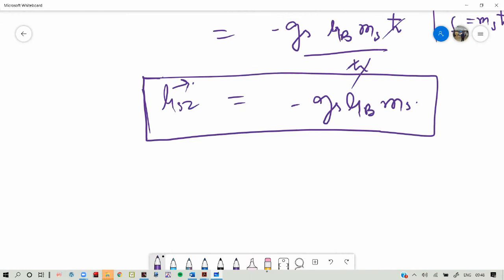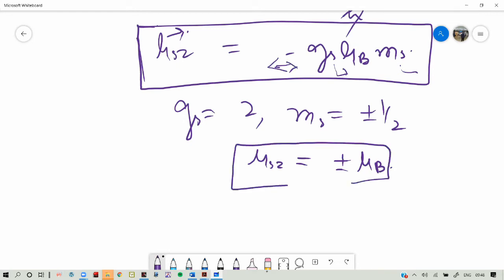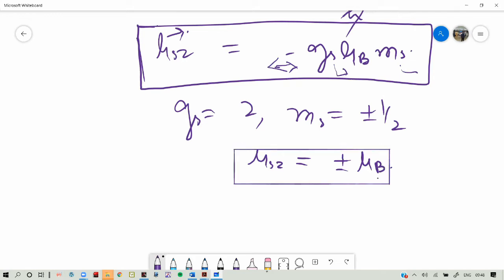Now you can put the values GS equal to 2 and ms equal to plus minus half, then you will find that mu S z will be plus minus mu B. When you put GS equal to 2 and ms equal to plus minus half, the plus minus will come out, 1 by 2 will remain, 2 and 2 will cancel out, and it will be plus minus mu B. Then we will show the Stern-Gerlach experiment, where they have experimentally verified the existence of spin, this spin property of an electron, which we will see later on in the next lecture.